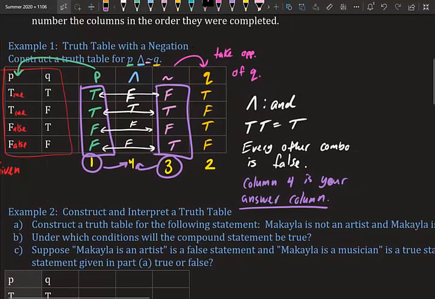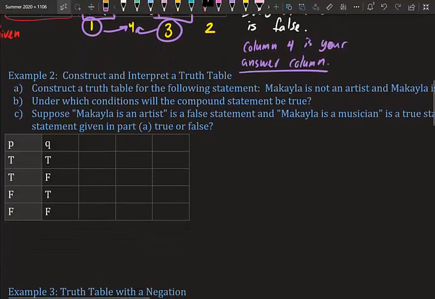All right, let's continue. Luckily, we practice the truth tables with 3.2, 3.3, and 3.4. So we get a lot of practice with truth tables. You're going to be so sick of them by the end of chapter 3.